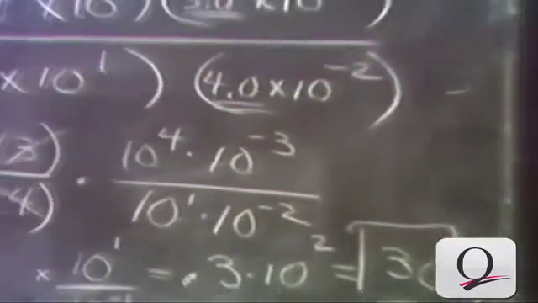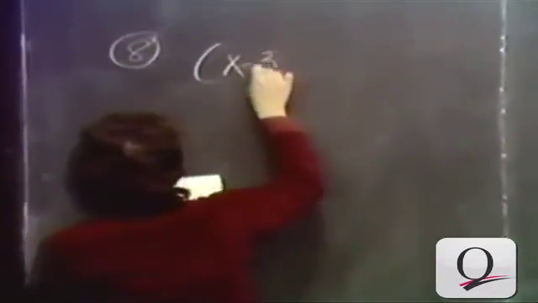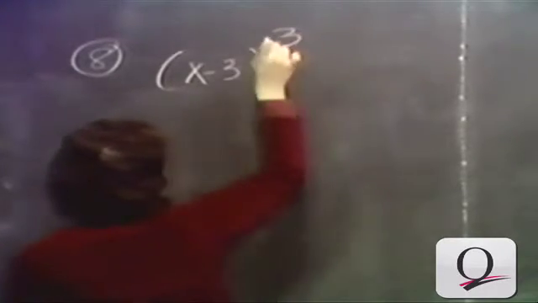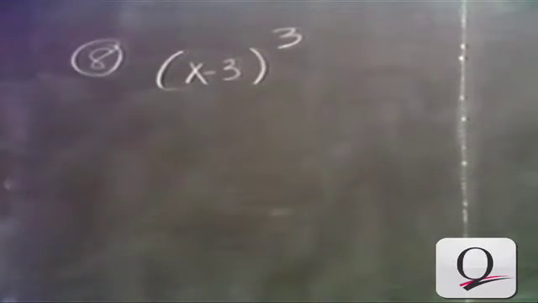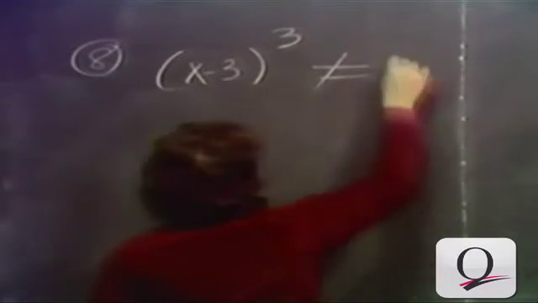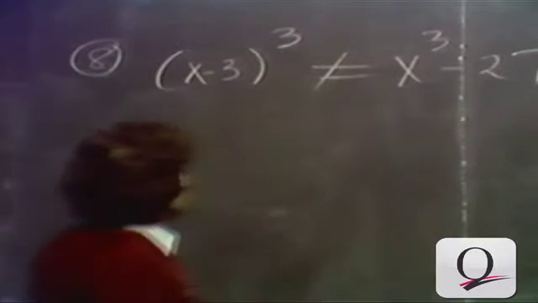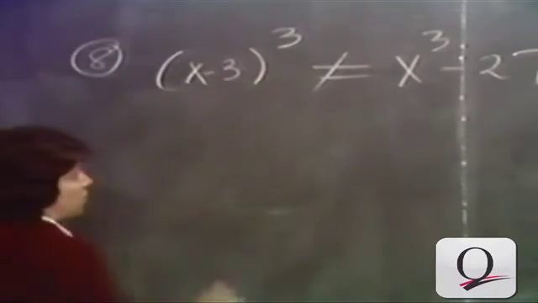And the last problem on this review tape, I want to multiply out x minus 3 cubed. And I brought this up before. You cannot distribute the power. This is not x cubed minus 27. You cannot say x cubed take away 3 cubed.